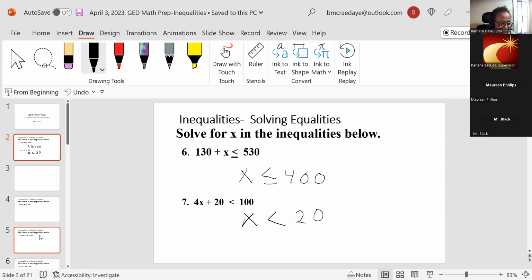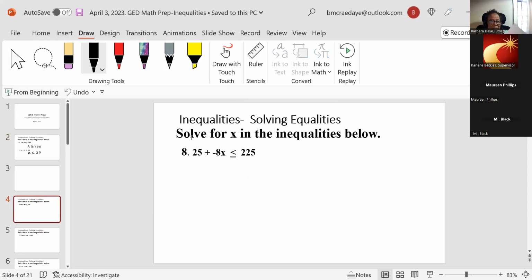Let's look at another one. Solve for x, number 8. 25 plus negative 8x. 225. Minus x and 200.